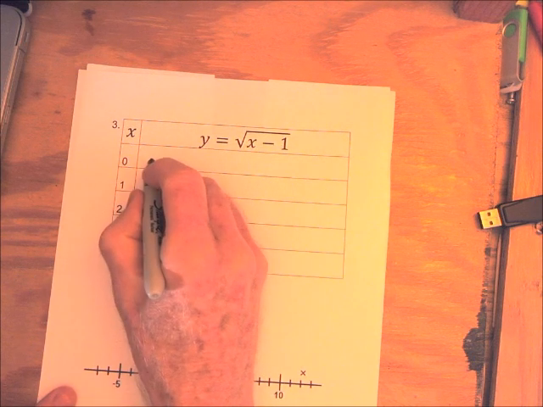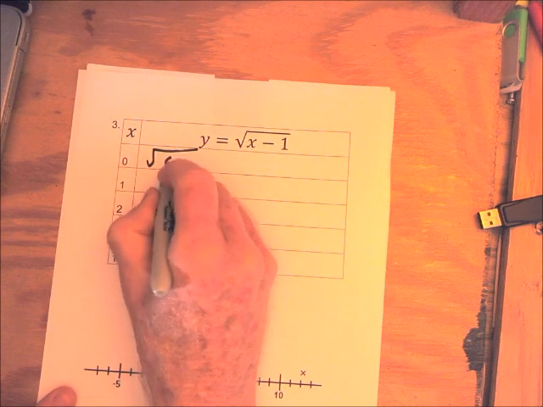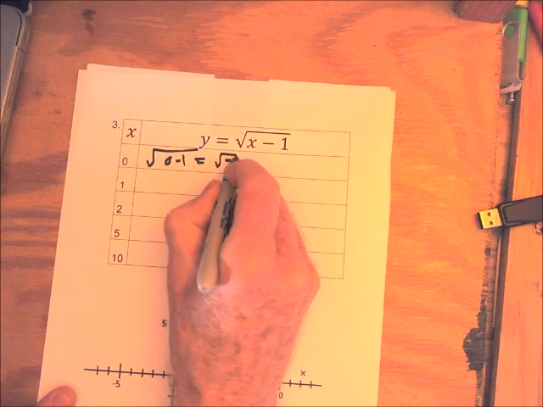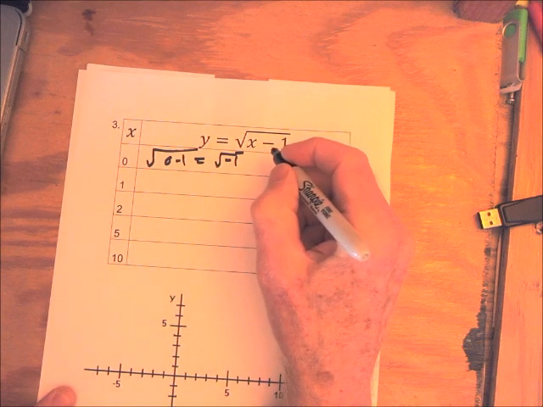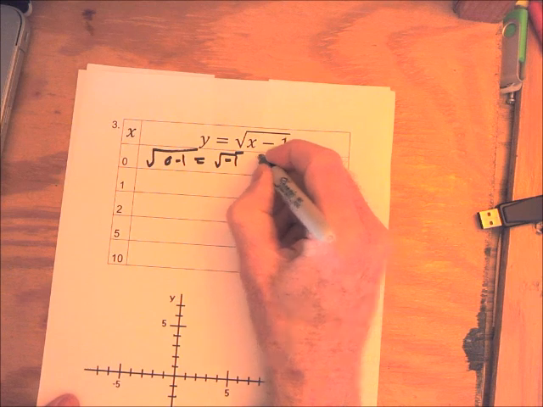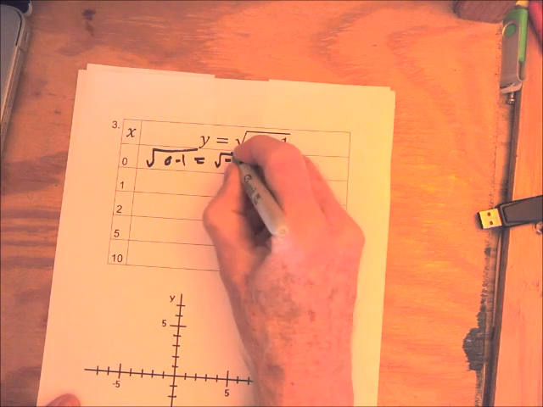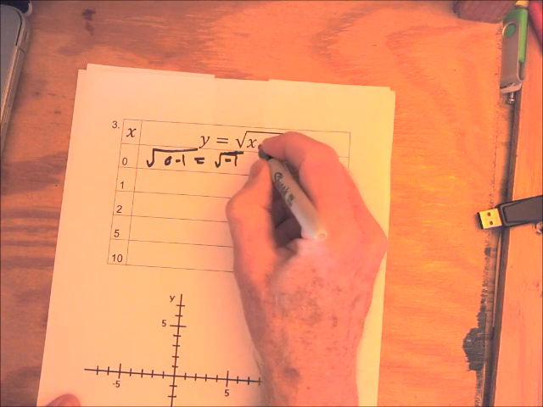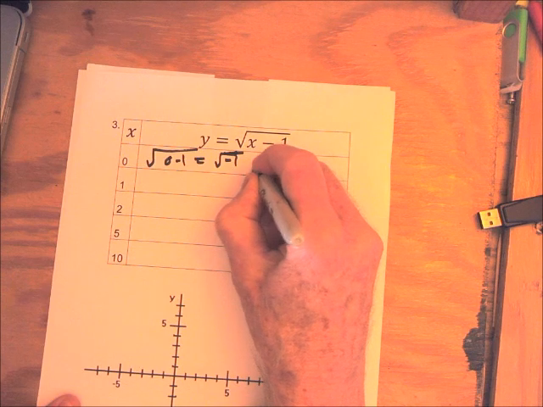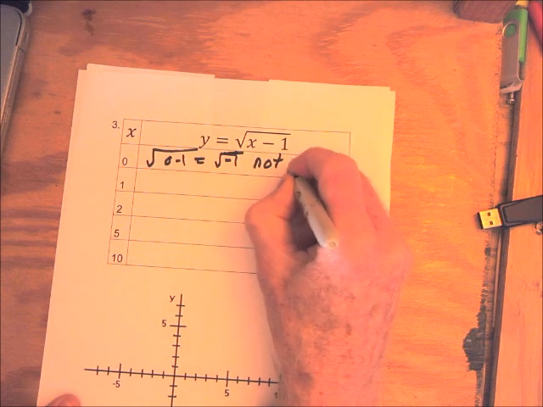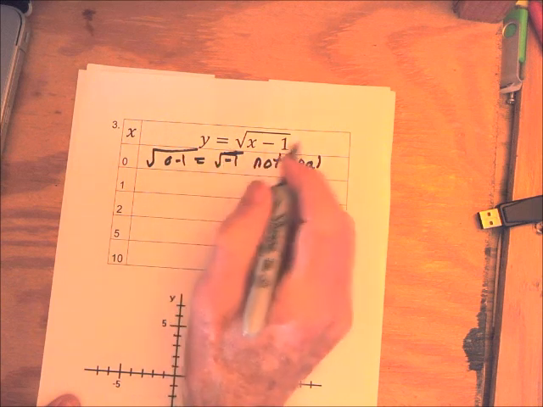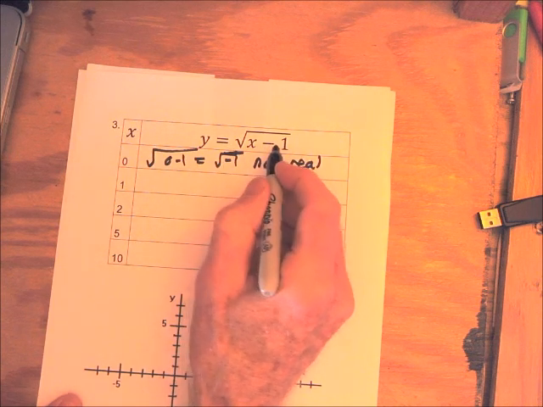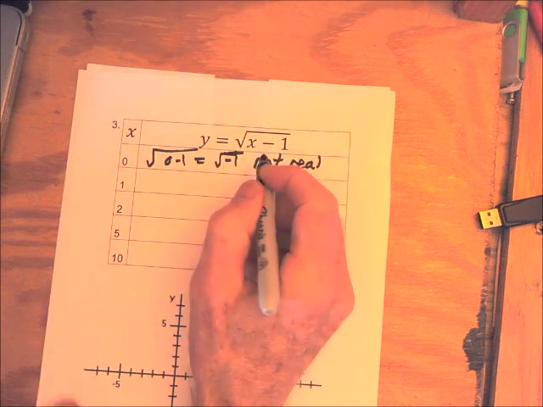If x is 0, y is going to be square root of 0 minus 1, square root of negative 1. And that's what's called an imaginary number. In pre-calculus, they do a little bit with imaginary numbers, but in this course, we're mostly working with the real number system. This is not a real number, so we can skip that one. In fact, anything less than 0 that you put in here is also going to be not real.